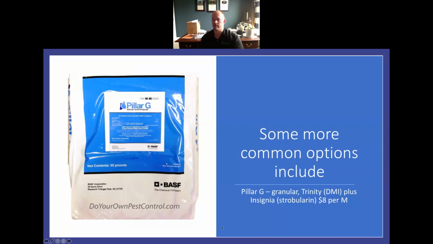prevent resistance. So some of the more common options that I use in lawn care, especially in the residential commercial segment: one is Pillar granular. This is a combination of Trinity, which is a DMI fungicide, and Insignia, which is a strobilurin fungicide. So when we're talking about the FRAC groups, here we are, two different FRAC groups. And the cost on this product is $8 per 1,000 square feet.